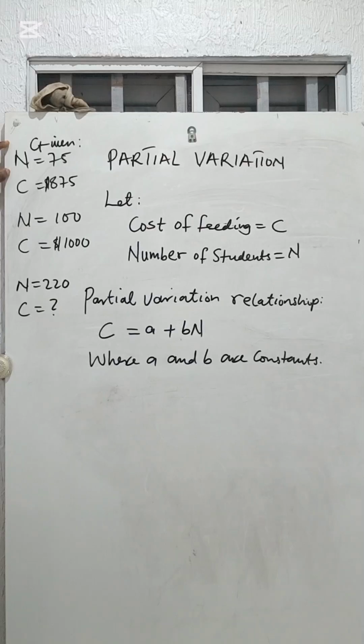So it took $875 to feed 75 students. It took $1,000 to feed 100 students. The question says, what is the cost of feeding 220 students? So this is the problem we are going to solve. We are going to find out what it would cost to feed 220 students of NECO Academy who went on an excursion.